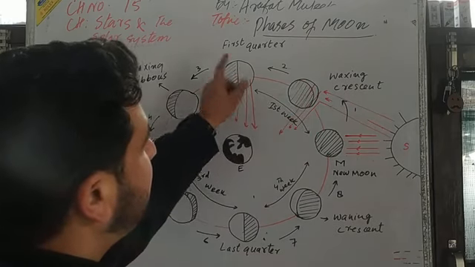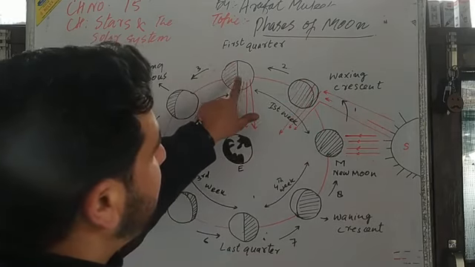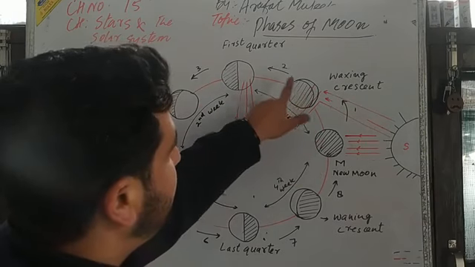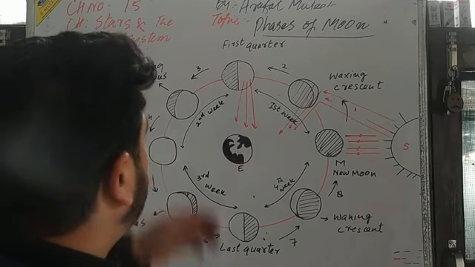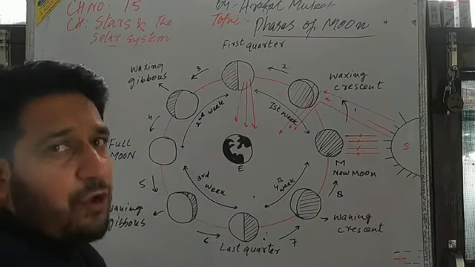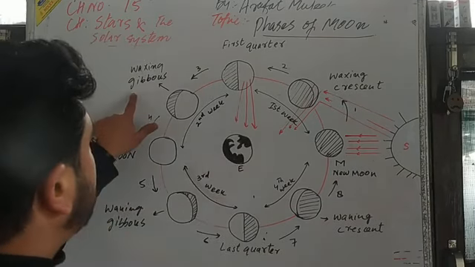Similarly, in this case, half of the moon, it is the third phase. It is the first phase, it is the second phase, it is the third phase of the moon. Now the fourth phase of the moon is the waxing gibbous phase.